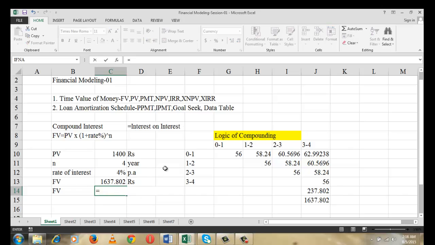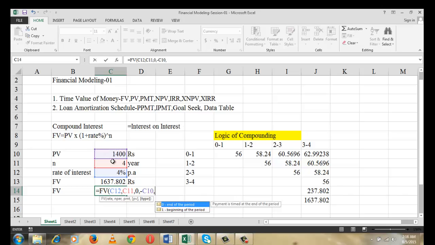Let me do it again. FV, rate was 4%, NPER was 4 years. PMT, sorry, I had not seen the PMT. PMT put 0. PV put the present value of money 1400, and type put 0. Type 0 means annuity and 1 means annuity due.